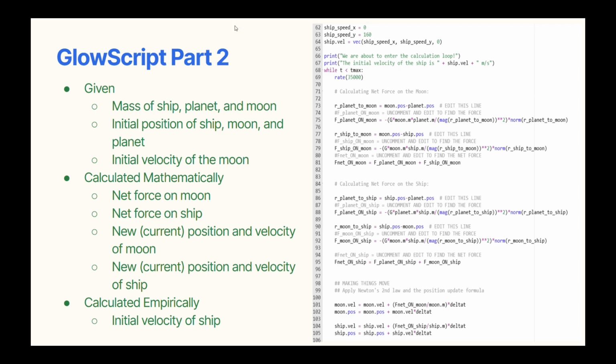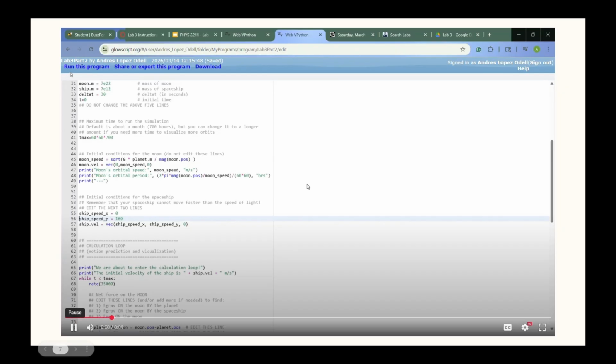Under the while loop with the given conditions, we were able to calculate the net force on the moon and then the net force on the ship. And using these net forces and the given delta t, we were able to calculate and update the velocity of the moon iteratively and its position, and also the same for the ship. And this is what it looks like modeled in ClosScript.